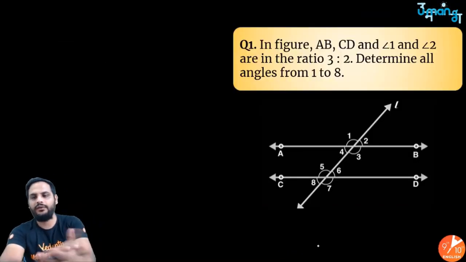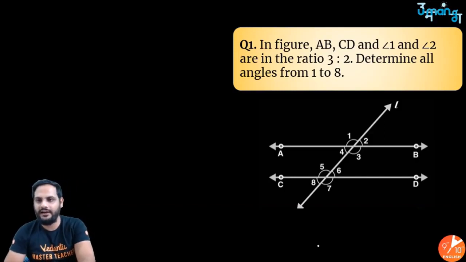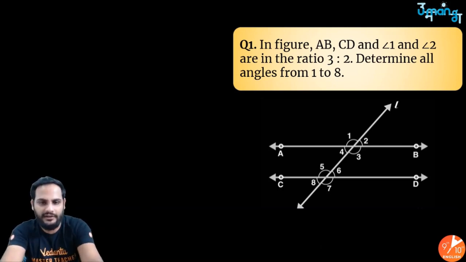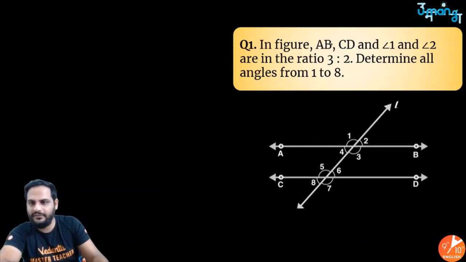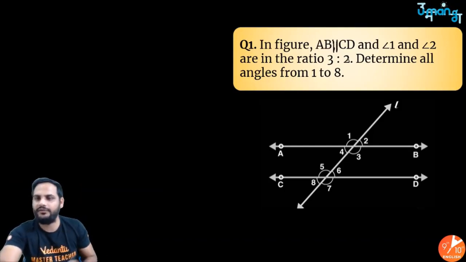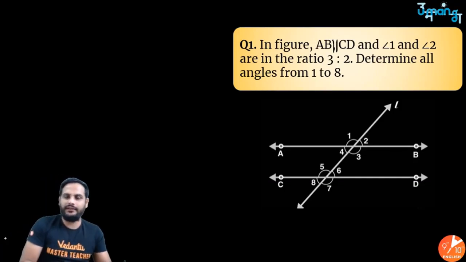Okay, let's now look at some interesting, important questions. So the first one is: in the figure, AB and CD. I think it meant here AB is parallel to CD, some typing mistake. So AB is parallel to CD, and angle 1 and angle 2 are in the ratio 3:2. Determine all angles from 1 to 8.